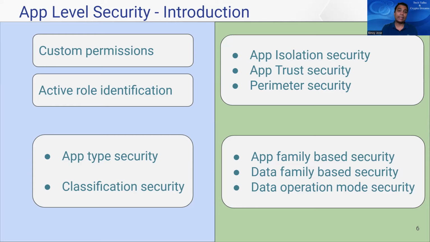The second one is active role identification. Every app is not necessarily having a role. Most of the time the app does not recognize a role. The app can behave without actually recognizing roles. Now, should an app behave without recognizing the role?